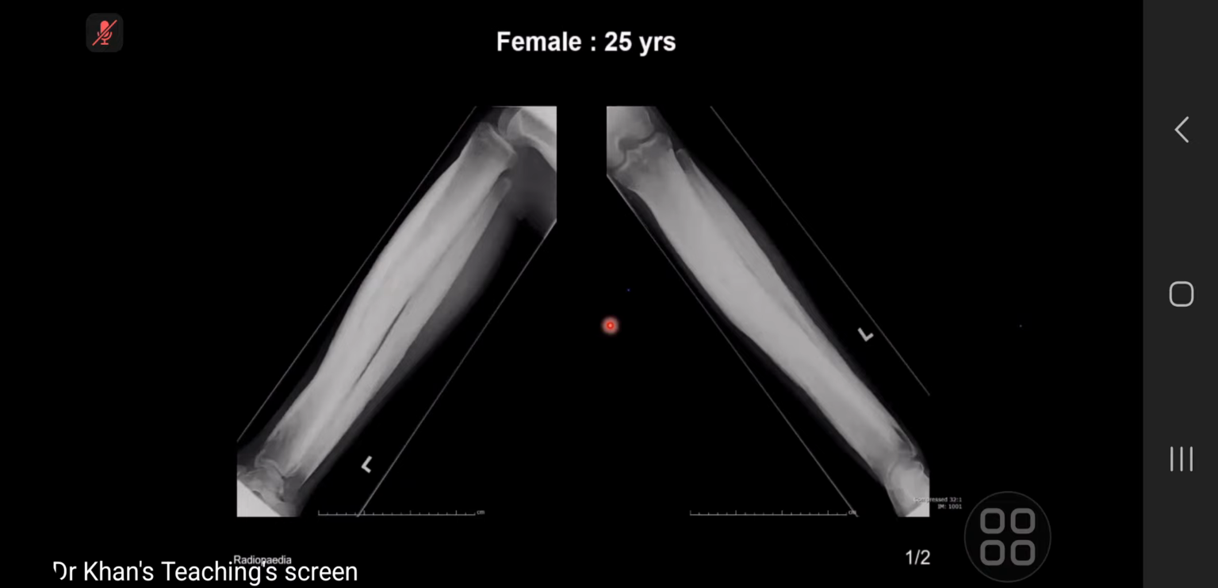Now, this particular case I have kept for differential diagnosis. Can you please tell me, there is a bit of sclerosis, but anatomically speaking, can you describe it for us? Where is it? Okay, so it's right here.